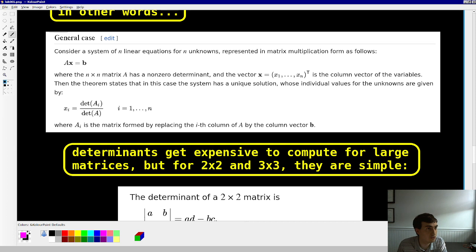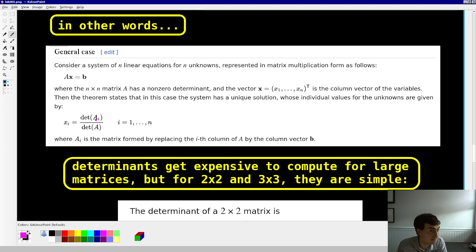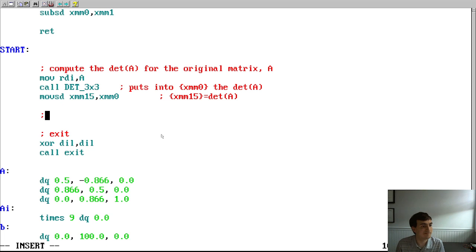So the AIs. And what is AI? Remember, AI was just the original A matrix with column vector B dumped in the corresponding column. Okay? Let me go back. So now let's generate A1, which is A with column vector B for column 1.